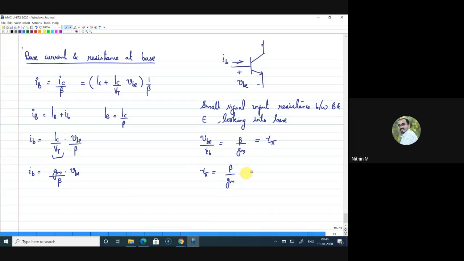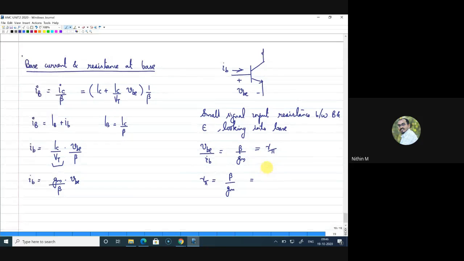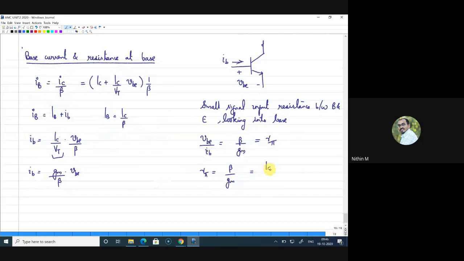Now what is beta? The relation we can write. So now this R pi is a small signal parameter, and this small signal parameter will be depending on DC voltages or DC parameters. Now what is beta? Beta is in fact IC by IB. That is beta. What is GM? GM is IC by VT. This is the relation, right? So if I solve this further, I will get R pi is VT by IB.